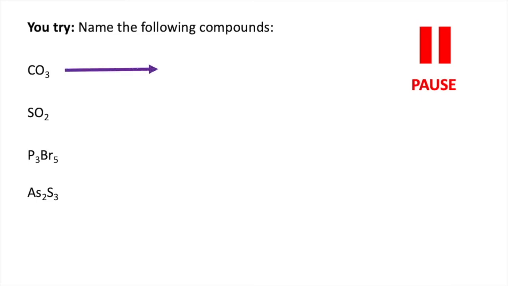Okay, welcome back. How did you do? CO3 is carbon trioxide. If you saw CO3 and you thought, oh, carbonate, this is different from carbonate because you can see here there's no ion charge. So this is not our polyatomic ion carbonate. This is actually a covalent compound called carbon trioxide.